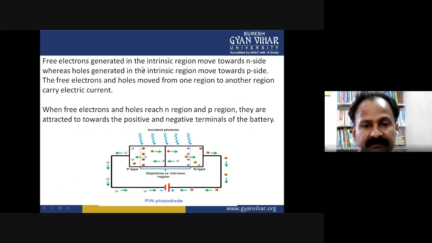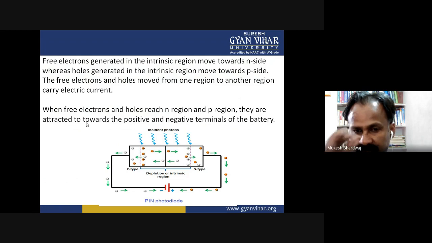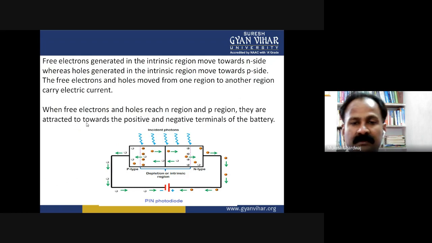So, the pin photodiode block diagram, or the symbolic diagram, a schematic presentation of the pin photodiode, is shown. Incident photons and the way the free electrons and free valence electrons or holes move up and contribute in the conduction of current.